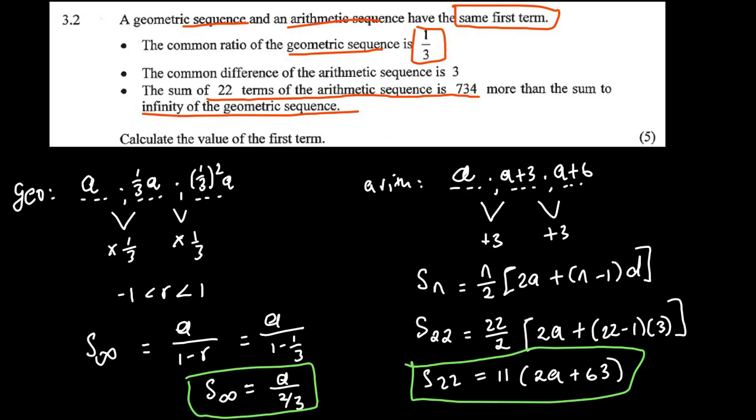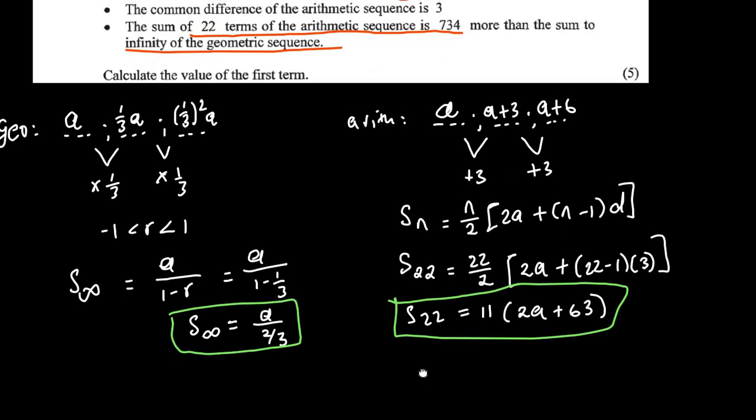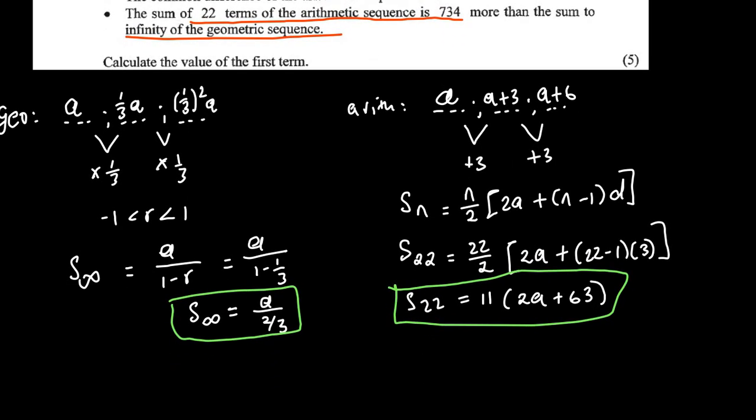So what that means mathematically is that we are told that the sum of 22 terms is 734 more. 734 more, not 734 times. When they say more, it means you are adding. So 734 more than the sum to infinity of the geometric series means it's the sum to infinity plus 734.